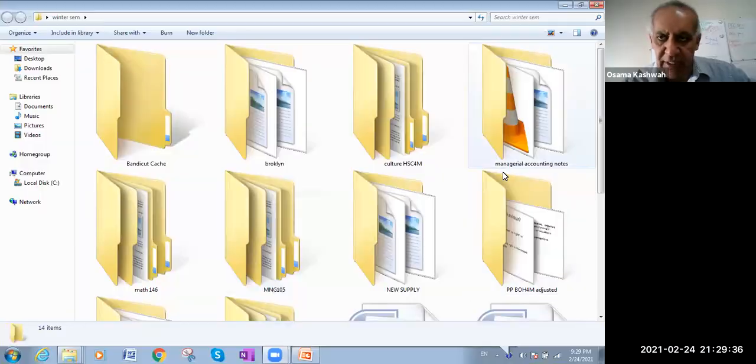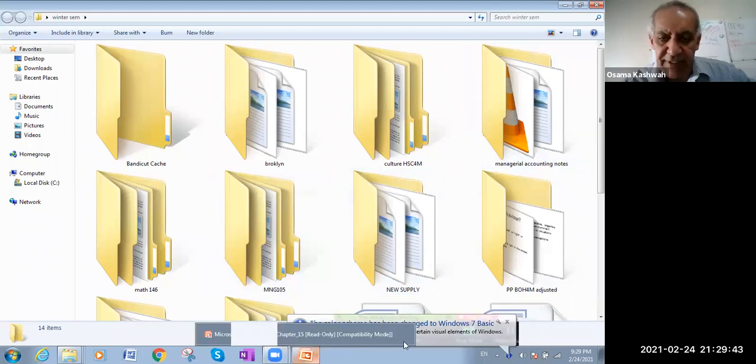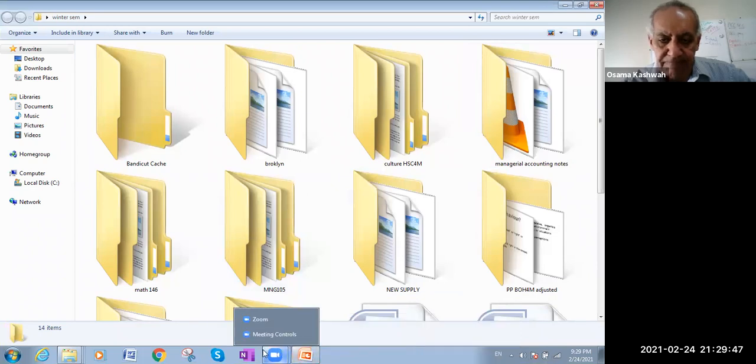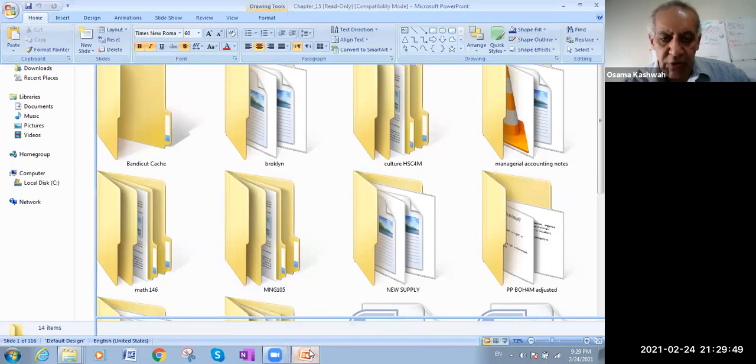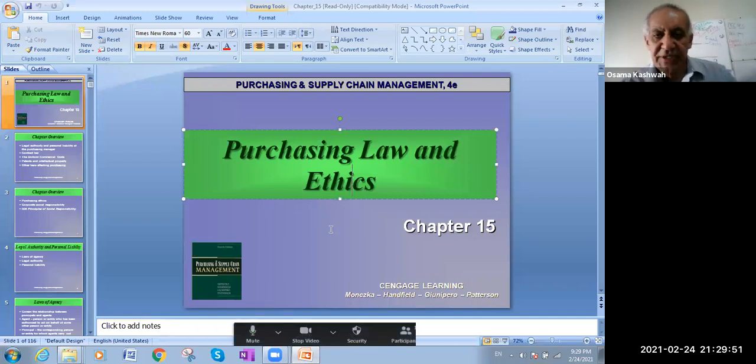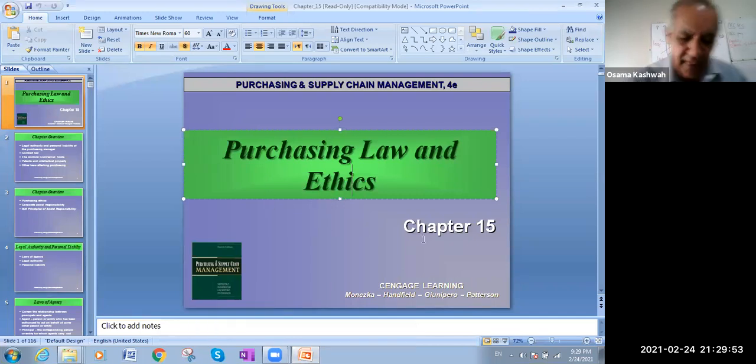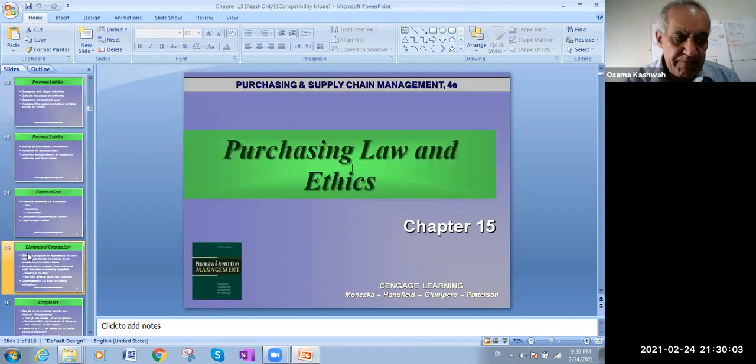The main important points in chapter 15 in our purchasing curriculum. Let's go directly to chapter 15 and see. Here is the screen now shared. Chapter 15 is about purchasing law and ethics, how to apply ethics in buying and in selling, especially in purchasing management. So we'll go first to page 19 directly.